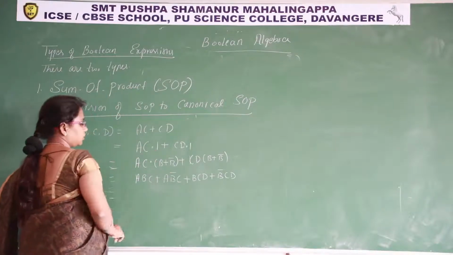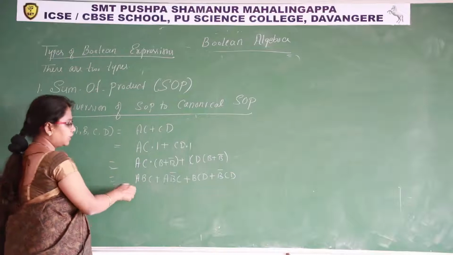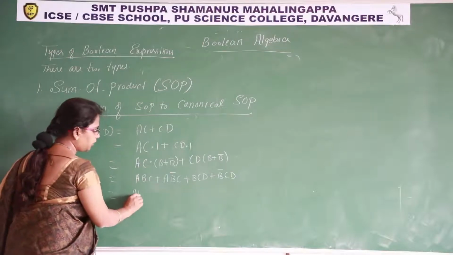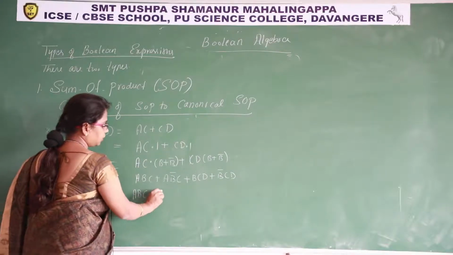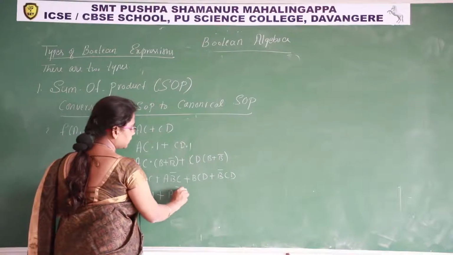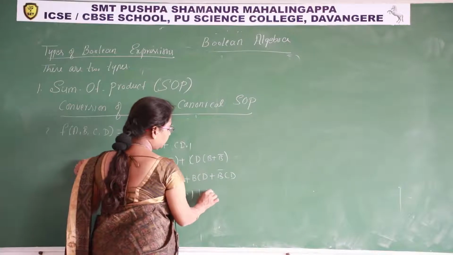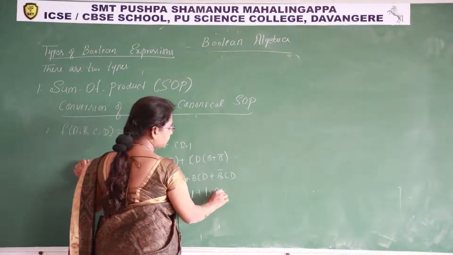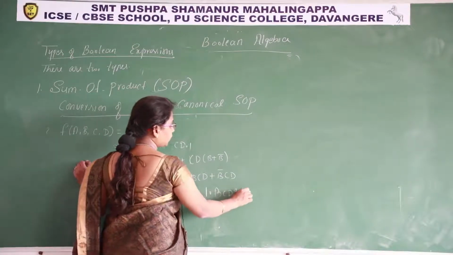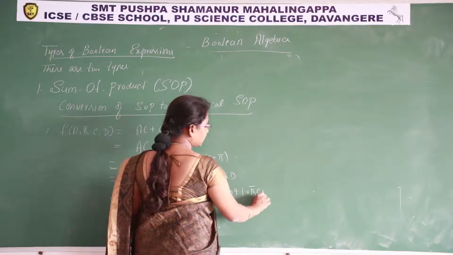Next, again one more variable is missing here, that is D. ABC into 1 plus AB bar C into 1. Here A is missing: 1 into BCD plus 1 into B bar CD.